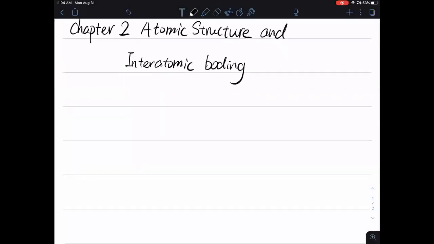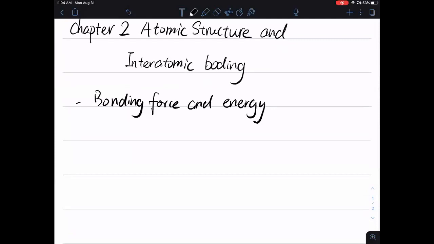Since we're all engineers, we're gonna start chapter 2 with bonding force and energy. Like we talked about last time, everything you see, everything you can touch, are molecules or atoms bonded by energy. Everything is energy. I couldn't think of anything that is not energy.